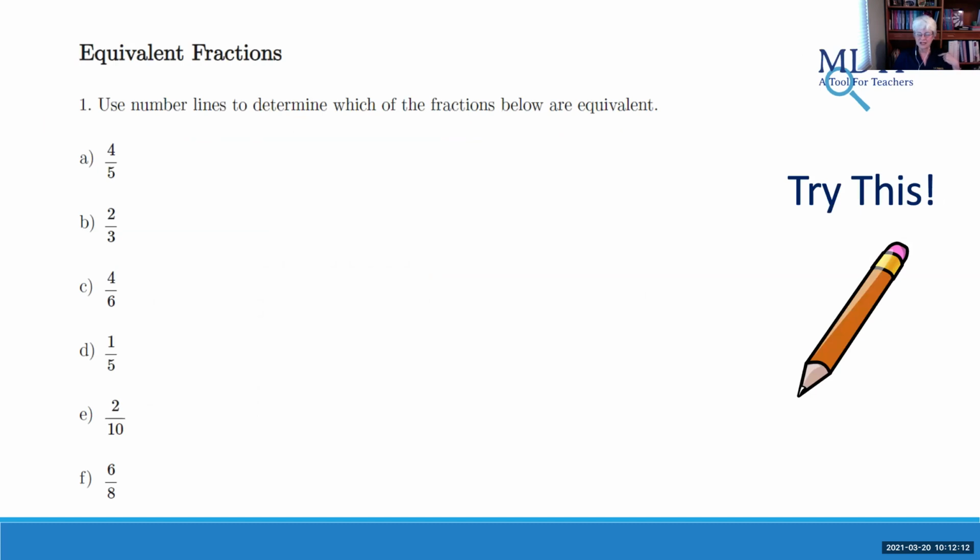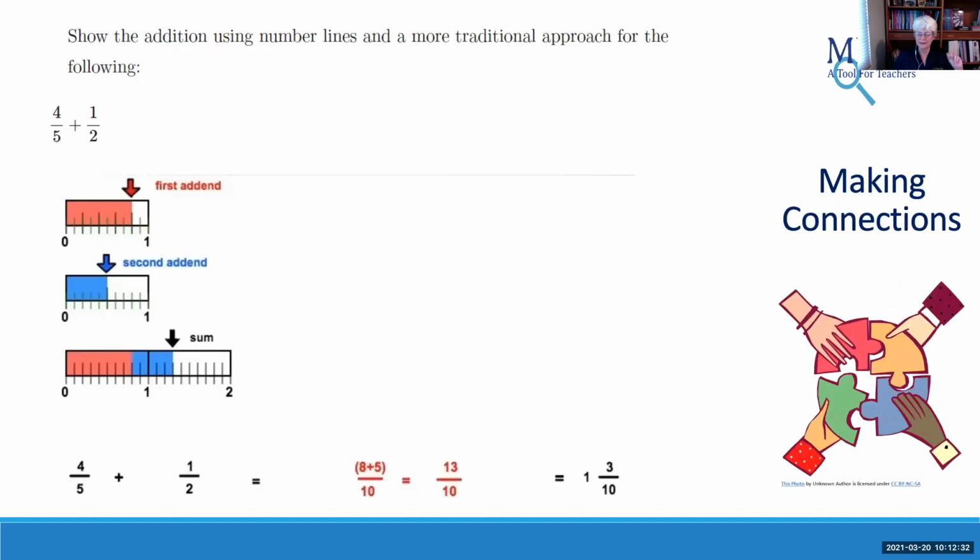The try this section gives students some quick, short problem sets so that we can then check for understanding. Notice that students are asked to use the number line to prove which of these fractions are equivalent. Again, we're hoping to tie the visual to the skill that students are using.